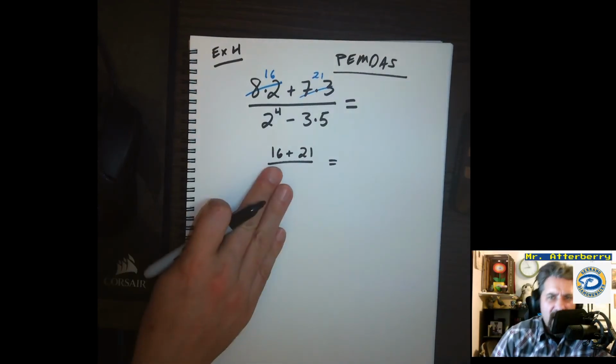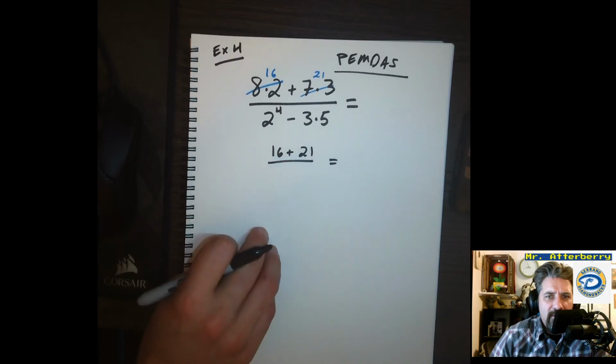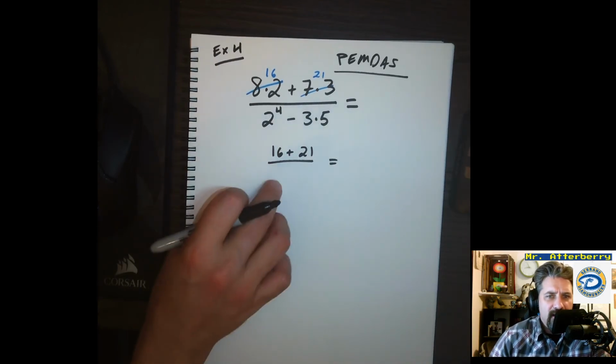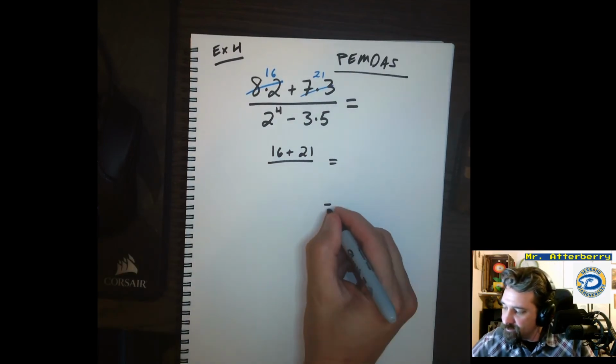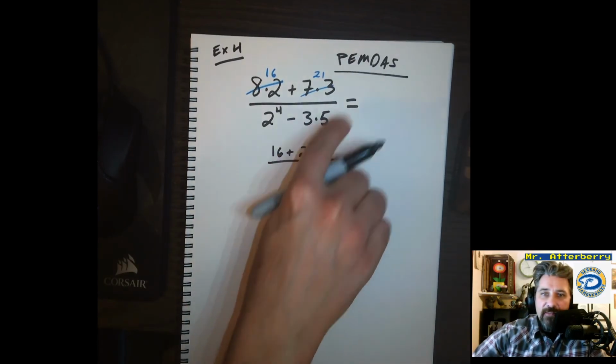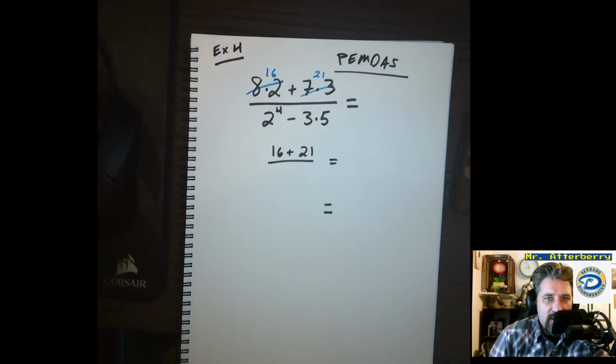So I'm making a fraction here, but I'm going to do this one more time, and when I do this, I'm going to write it at the bottom. Remember I told you to separate it? So I did my multiplication. Now I'm going to do my addition. 16 plus 21 is 37.